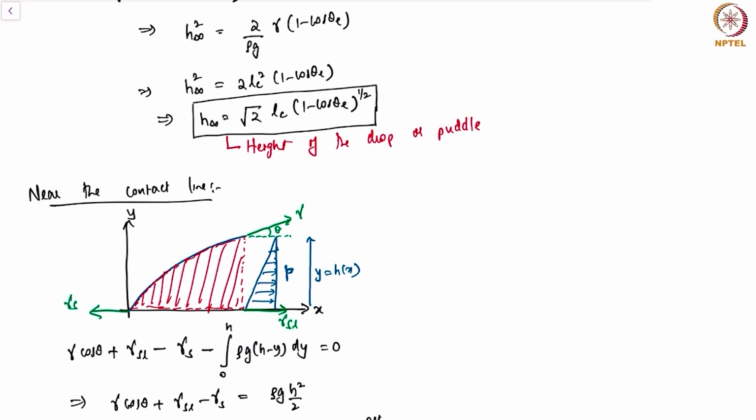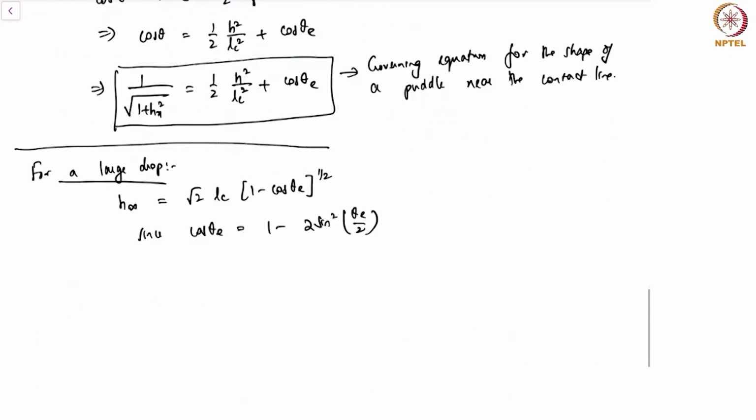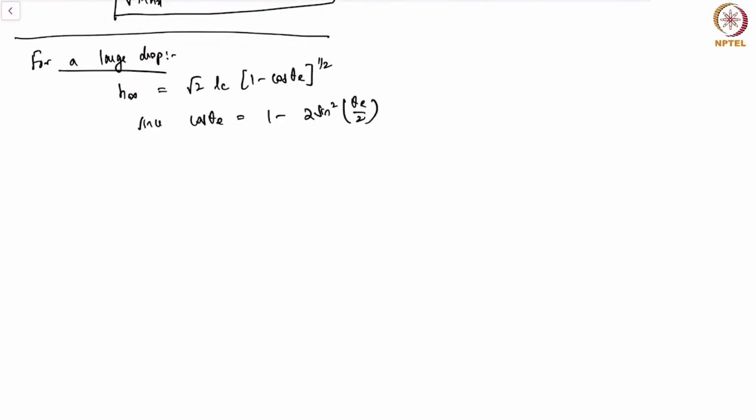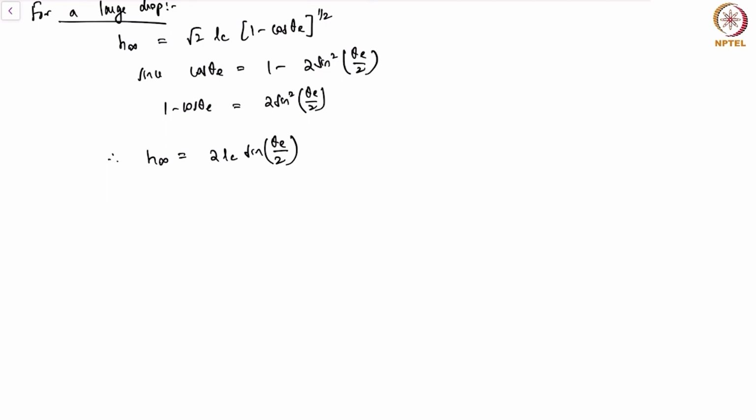Please add the square root there. I just forgot to take the square root of that quantity. Therefore, I can now have 1 minus cosine of theta e is just 2 sine square of theta e by 2, and therefore h infinity now becomes 2 LC sine of theta e by 2, right?